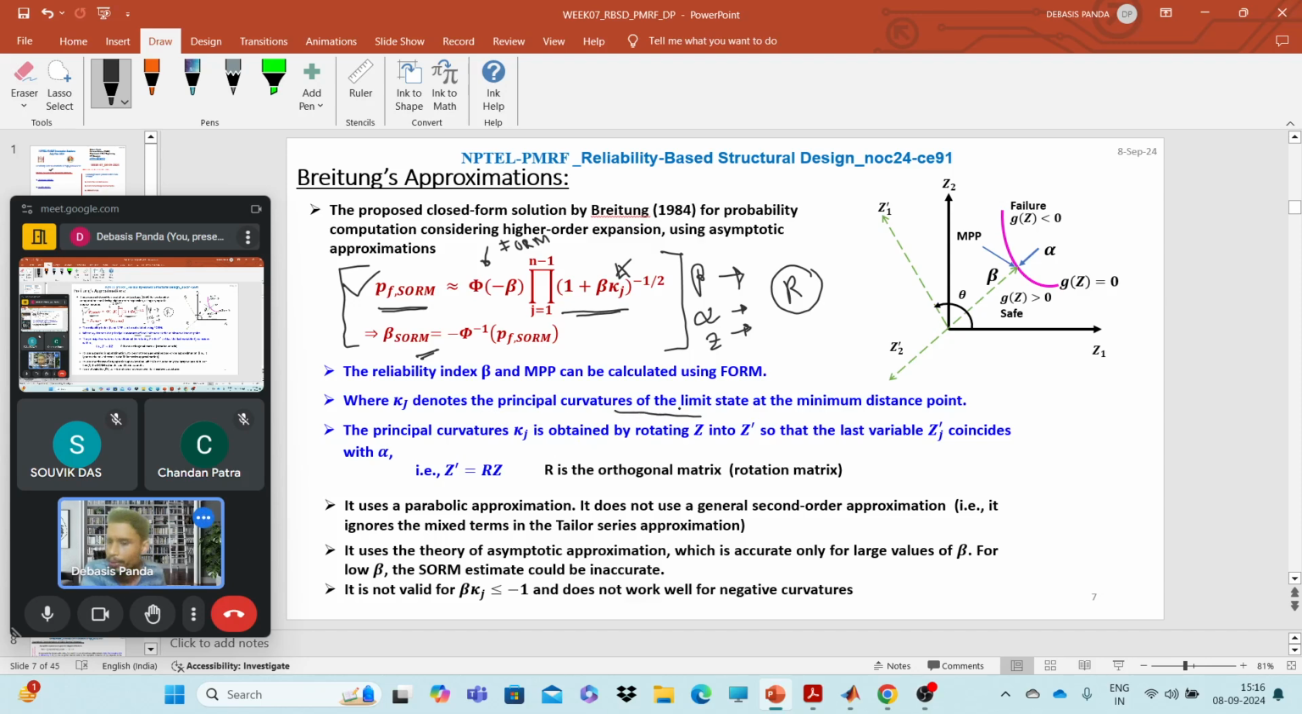So first, what we need to do is rotate this z space into z prime space such that the last variable, so here we have z1 and z2, two variables, and the final variable we have is beta. So we rotate this space into z prime such that the last variable is z2. So z2 should coincide with the beta, or in a way z2 should coincide with the final direction cosines. Okay.